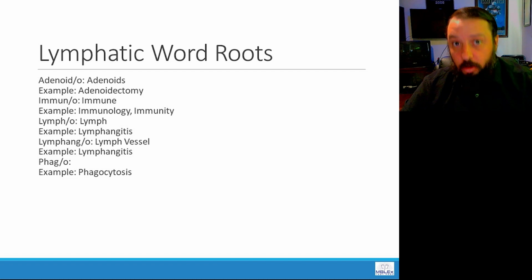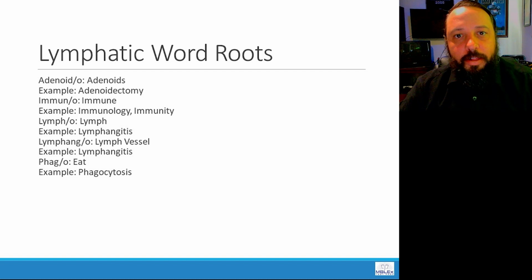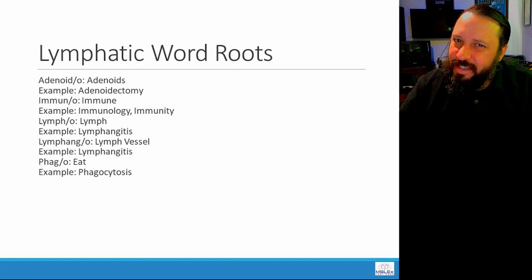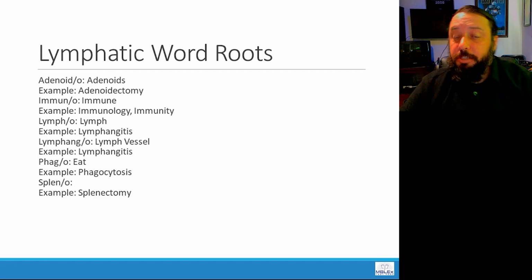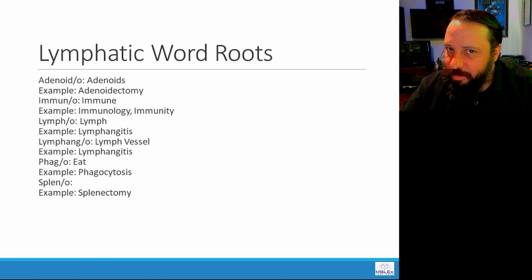Okay, so phago means eat. Phagocytosis is the process of a cell eating something. Usually a pathogen of some sort, bacteria. Just getting that stuff out of the body. Phagocytosis. Okay, spleno. Another one you can just kind of look at and know immediately, right?